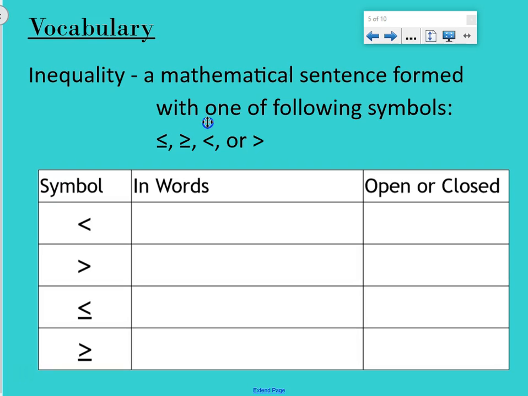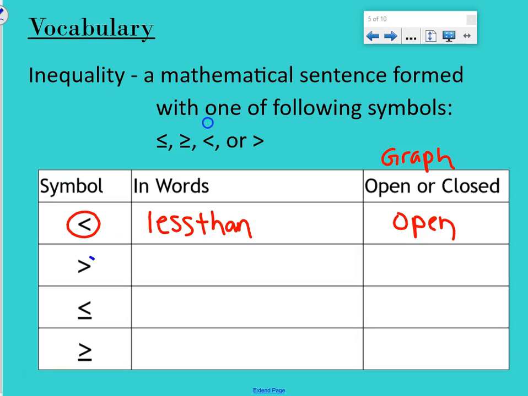We have our less than or greater than or equal to, less than or greater than. So our symbols here, this is less than. And when we graph these, we are going to use an open circle. Here we have greater than. And when we graph this, we're still going to use an open circle.